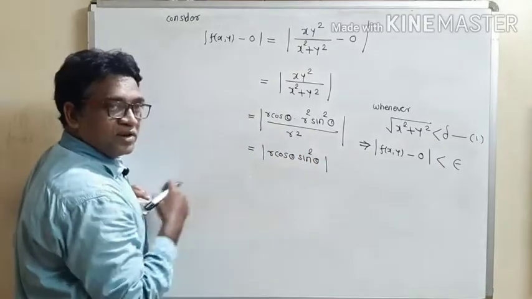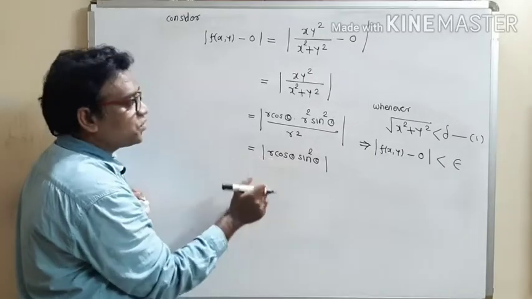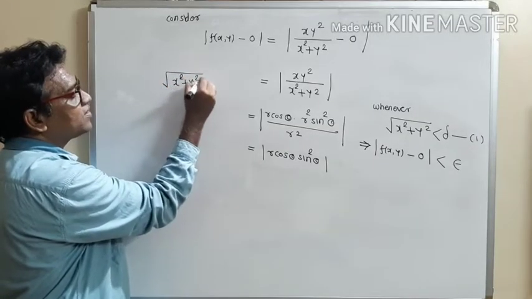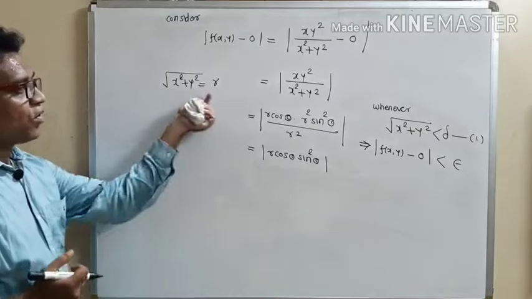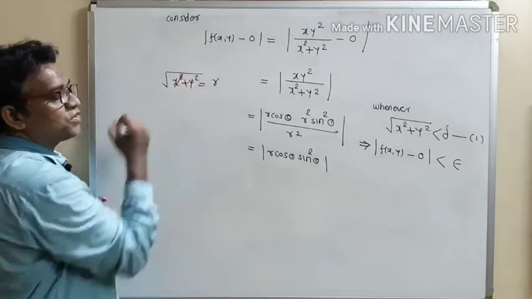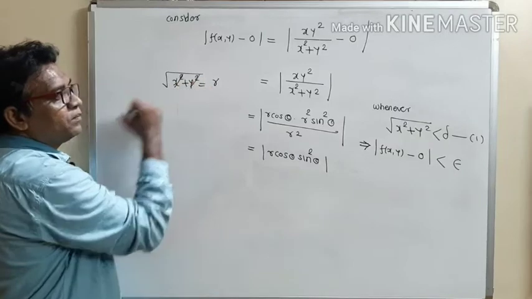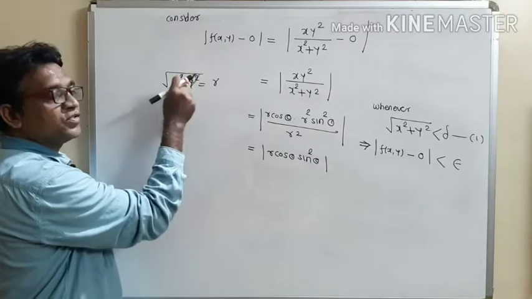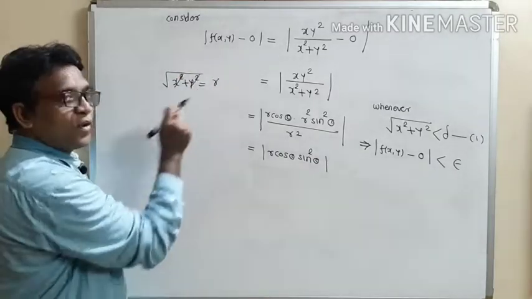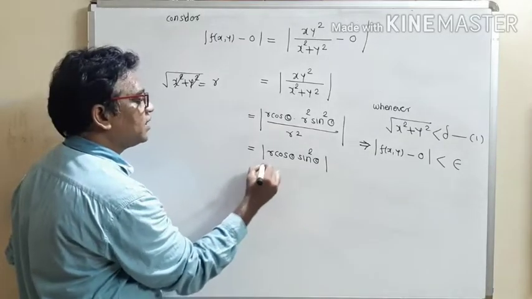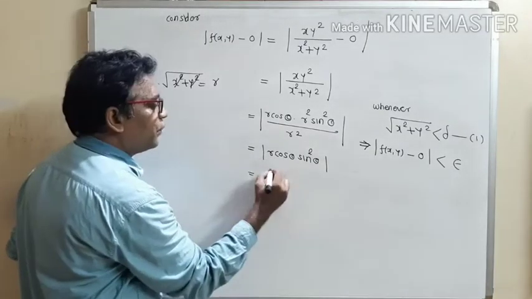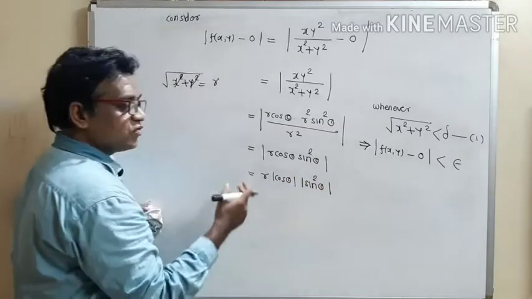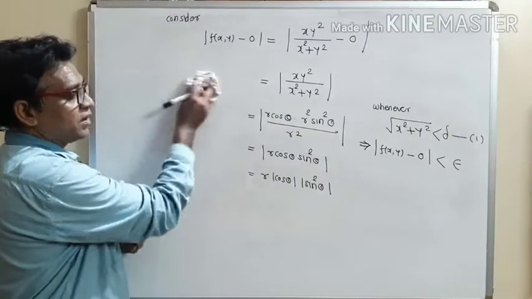Now separate this modulus. R is a positive quantity, because what is the value of r? Under root x square plus y square, this is our r, and that is a positive constant. x square is a positive number, the square of this term is again positive, the sum of positive terms is positive, and the square root of a positive term is again positive. So r is some positive constant. So take r outside, and put the modulus sign for cos theta and sin theta. So this is modulus of cos theta into modulus of sin square theta.